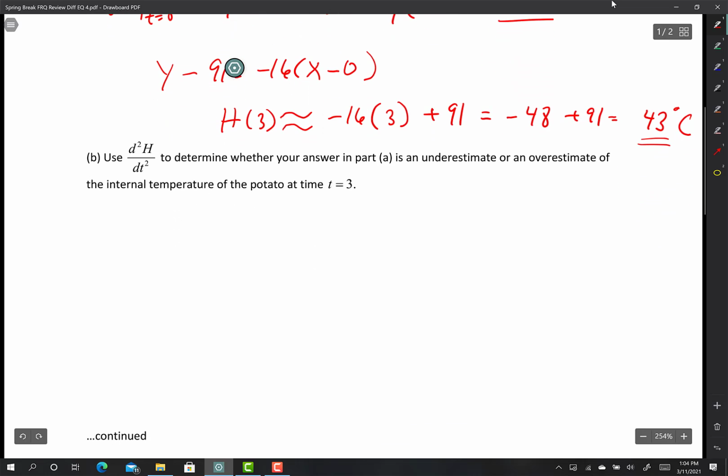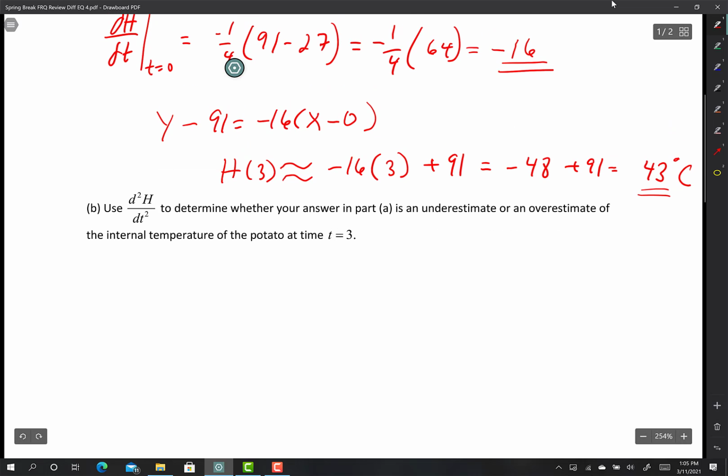Use the second derivative to determine whether your answer in part A is an underestimate or an overestimate of the internal temperature of the potato. Oh, okay. So here's the logic behind it, guys. You have a curve. If the curve is concave down and you have a tangent line, your tangent line lies above the curve, so it's an over approximation. If you have a curve and it's concave up and you have a tangent line, your approximation is an under approximation, because the curve is above the tangent line. So hopefully that logic made sense.